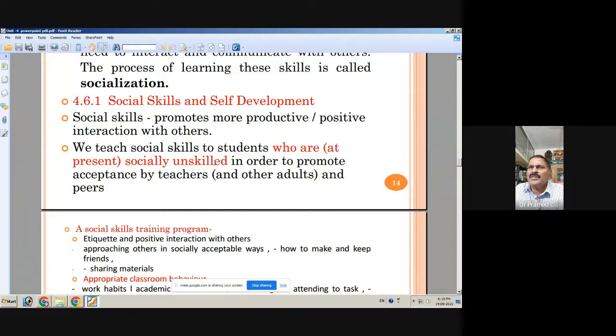All these things we must develop in a particular environment, and that environment should be very conducive and able to recognize you in the society. So we must teach social skills to the students who are present now. Socially unskilled people are not accepted by others, but for those who are socially unskilled, our teachers should take care to teach some social skills.